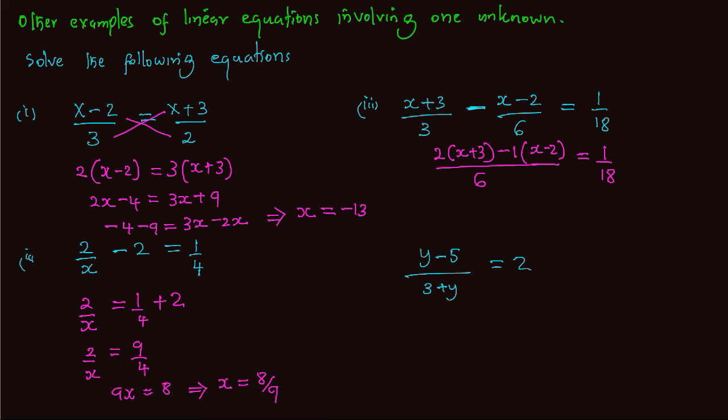We open the first bracket, we'll get 2x plus 6 over 6 minus, and we have 2x plus 6 minus x plus 2 over 6 is equal to 1 over 18.